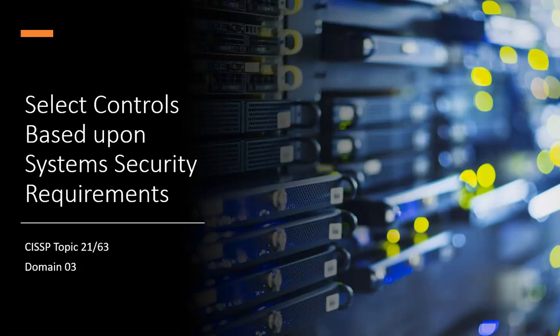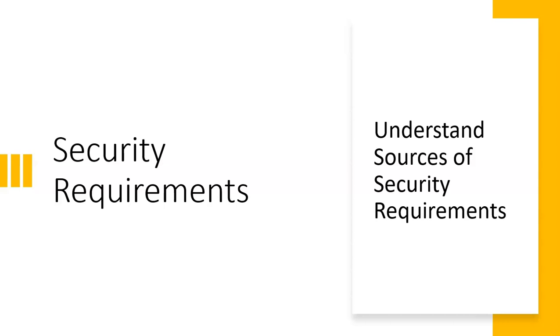Hello friends, we all need to work day and night to secure the environment of our organization, and while doing so we need to implement and manage some of the security controls. And the 21st topic of CISSP CBK wants us to know and understand how to select these controls based upon the system security requirement. So the last two words are the main words in this whole sentence.